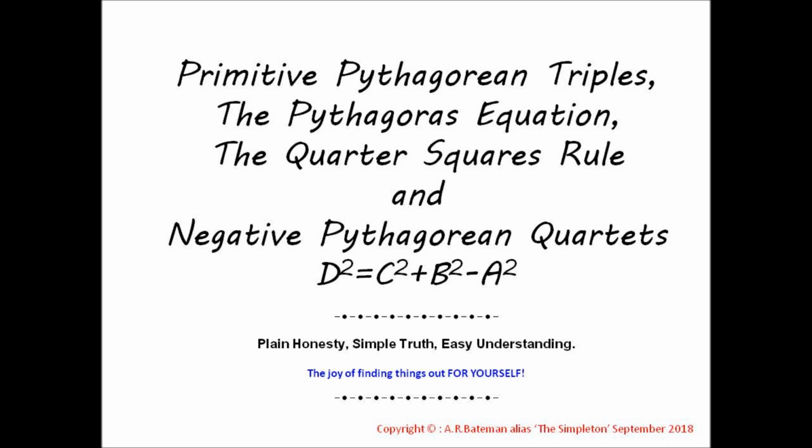Primitive Pythagorean triples, the Pythagoras equation, the quarter squares rule, and the negative Pythagorean quartet, d squared equals c squared plus b squared minus a squared. My motto? Plain honesty, simple truth, easy understanding, the joy of finding things out for yourself.